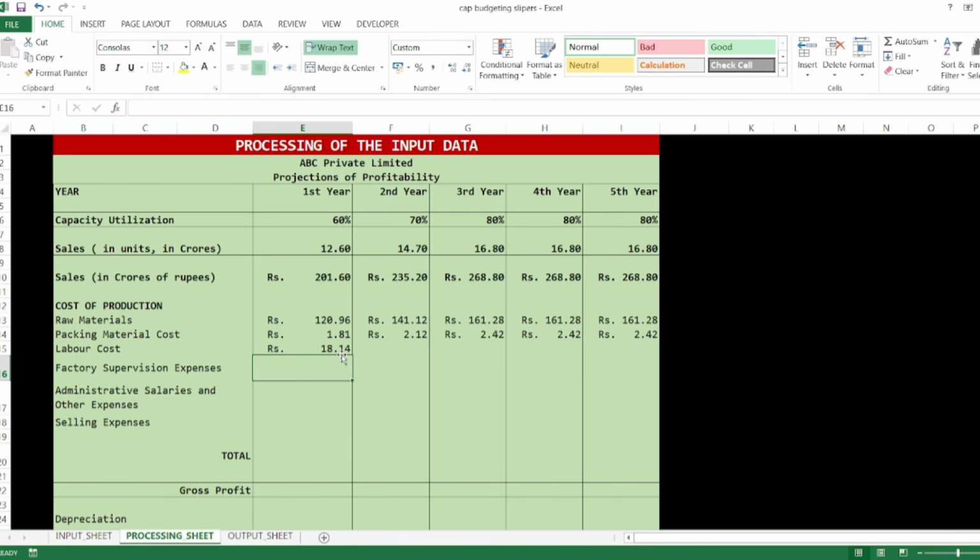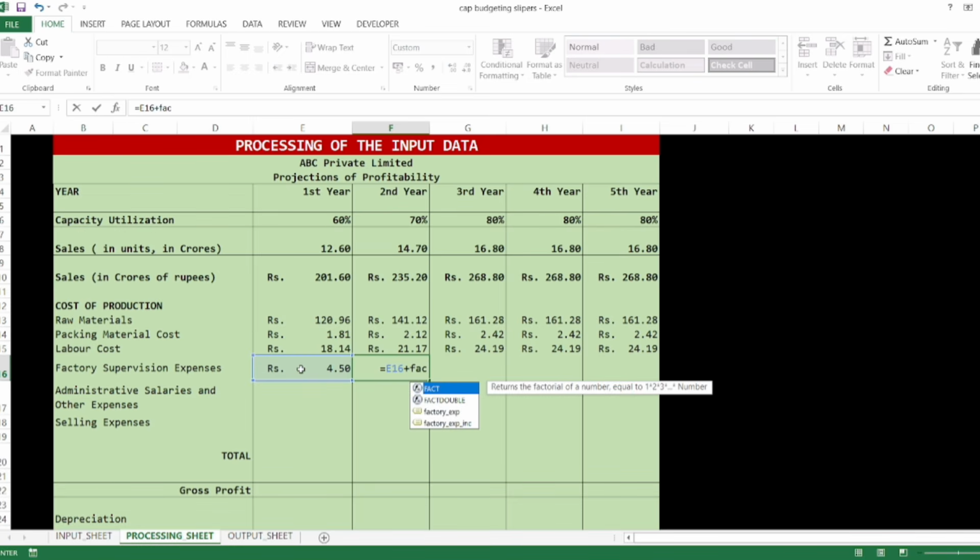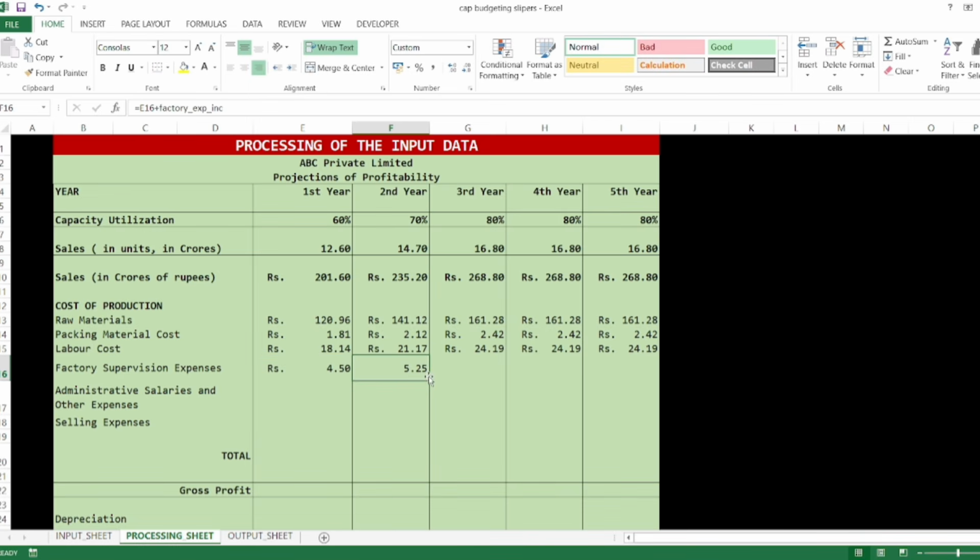Same with the packaging material. It has been given as raw material, so we'll select E13 into packaging cost, drag it. For labor cost, it's E10 into labor cost. Now for the factory supervision expense, for the first year we have been given 4.5, and thereafter it would increase by 0.75.